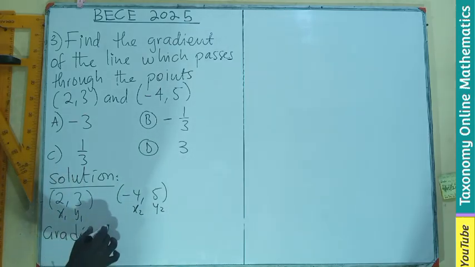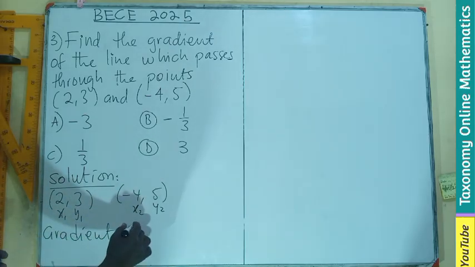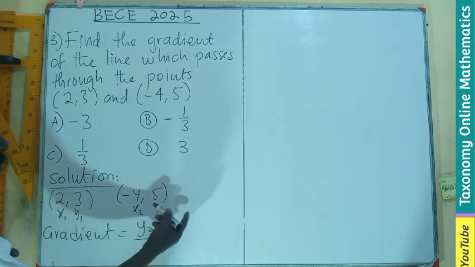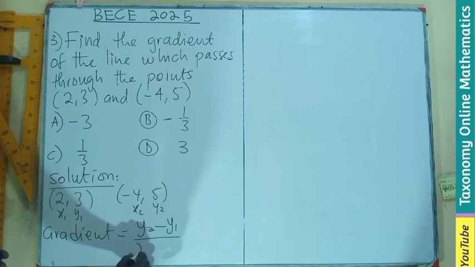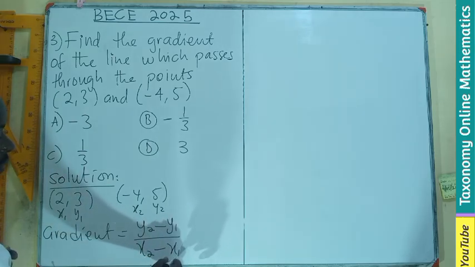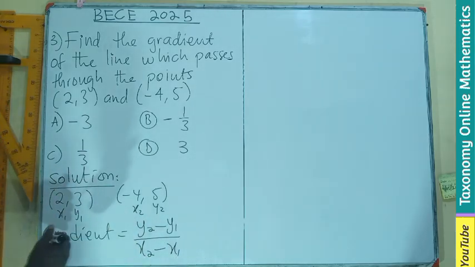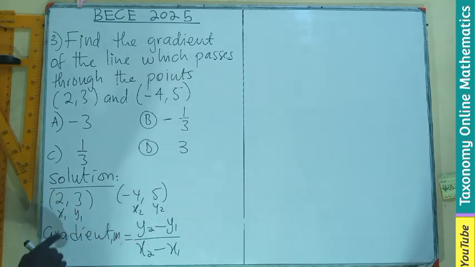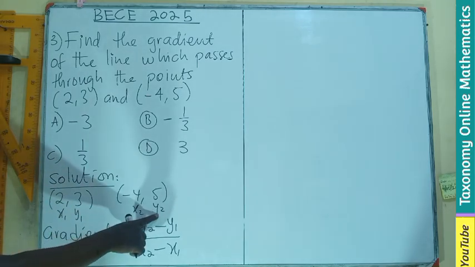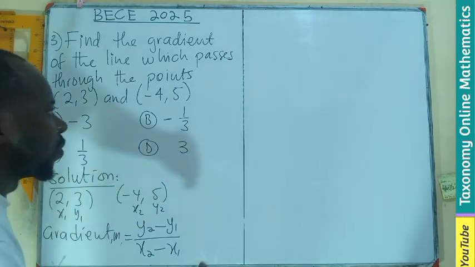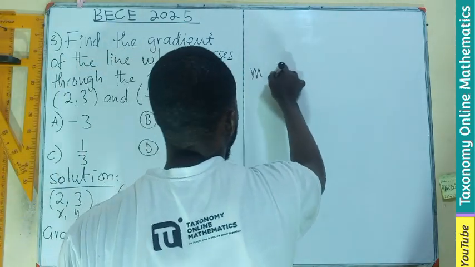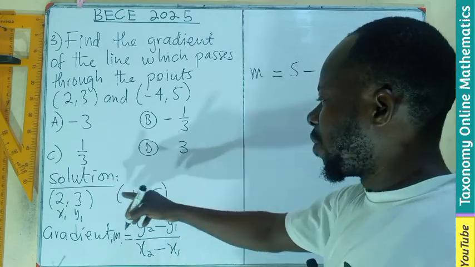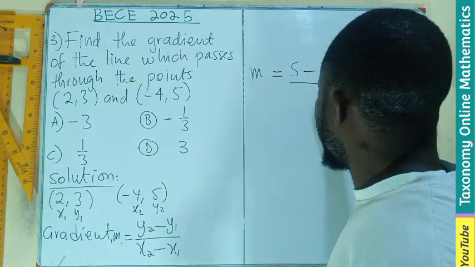The gradient of a line is just the change in the y-axis, that's y2 minus y1 or y1 minus y2, divided by x2 minus x1. So let me just put here m so that I can pick it up. So from here, this is my y2, y1. So right away, gradient will be equals to y2, which is now 5, minus y1, which will be 3.